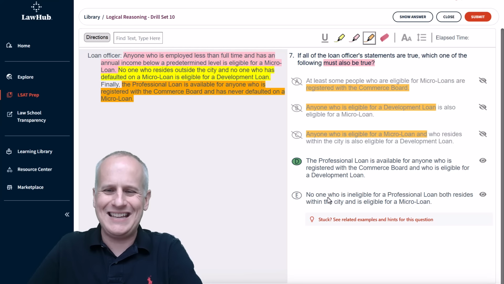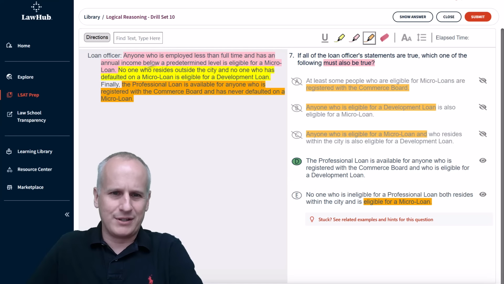And then we move to choice E. No one who is ineligible for a professional loan both resides within the city and is eligible for a microloan. Well, if we're looking at ineligible for a professional loan, that means you're not registered with the Commerce Board potentially. Well, you could certainly be not registered with the Commerce Board and eligible for a microloan. So this is not going to follow, because you could certainly get a microloan and not be on the Commerce Board, because it's just that low income level and not being full-time employed that gets you a microloan. So E is absolutely something that is not required to be true.